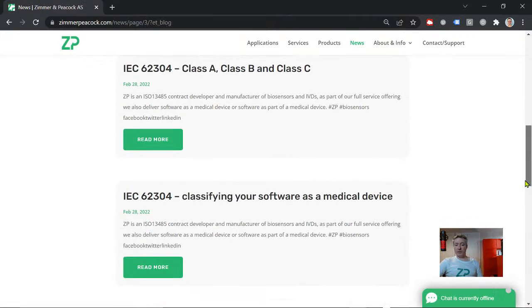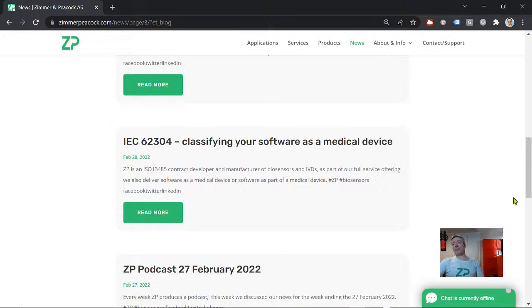So I'm essentially going to jump into it now and say some of the news from Zimmer and Peacock this week. At ZP, we are a biosensor company. So if you look at our history, we developed screen printed electrodes. We turned screen printed electrodes into biosensors. We built the electronics for those biosensors, and then we started building the apps for those biosensors and the Julie Cloud.